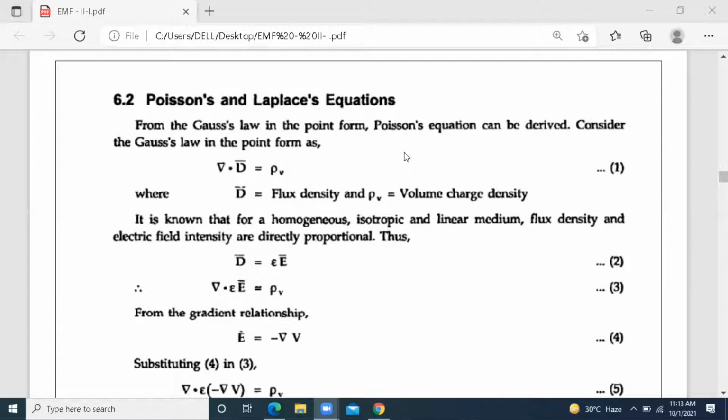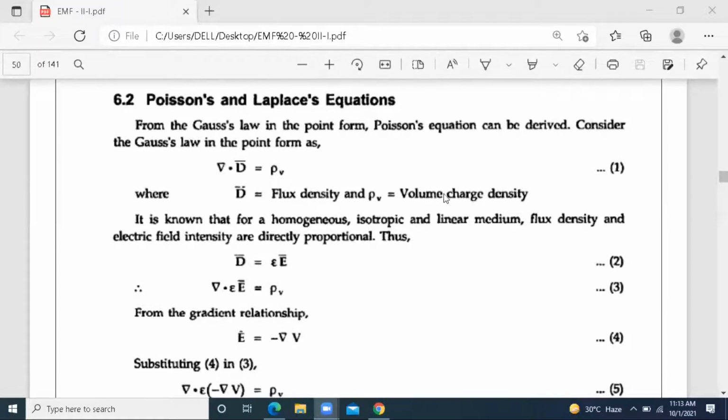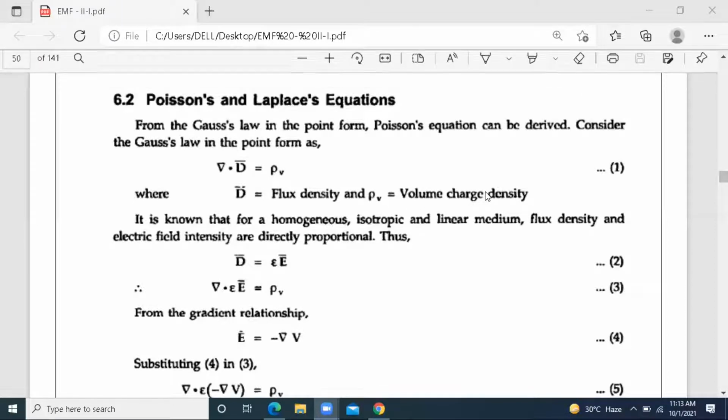Another two mathematical expressions that I want to introduce you to. From Gauss' law in the point form, which is del dot D equal rho V, Poisson's equation can be derived. So look at this again. Del dot D equal rho V. D is the flux density, and rho V is the volume charge density.